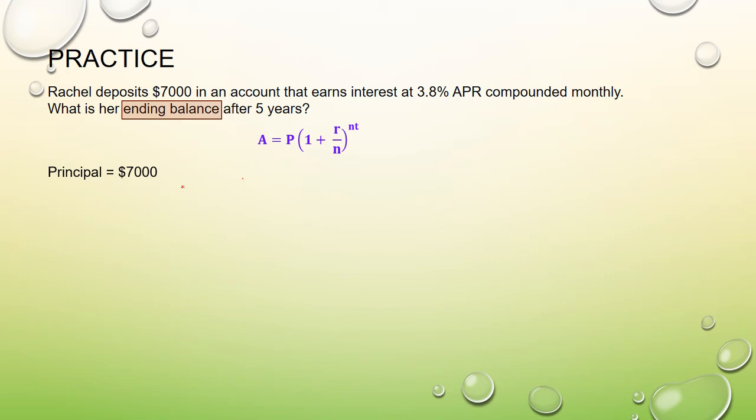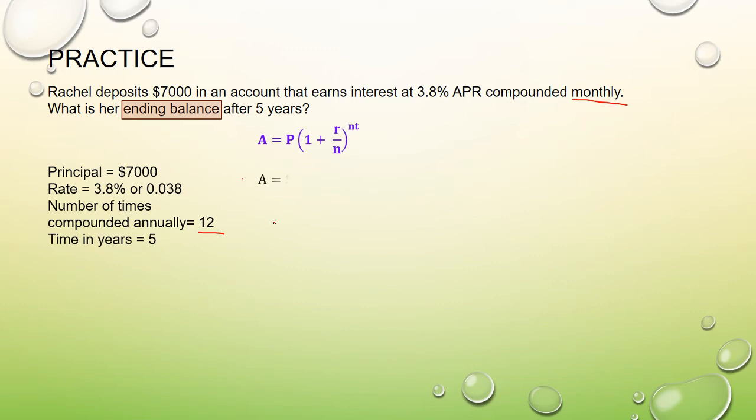P is the principal. How much did she deposit? $7,000. R is your rate, which is 3.8% or 0.038. If it's compounded monthly, we need to figure out how many months are in a year. As you know, there are 12 months in a year. That's why we have 12 for the number of times compounded annually. T is time in years, which is 5 years right here.